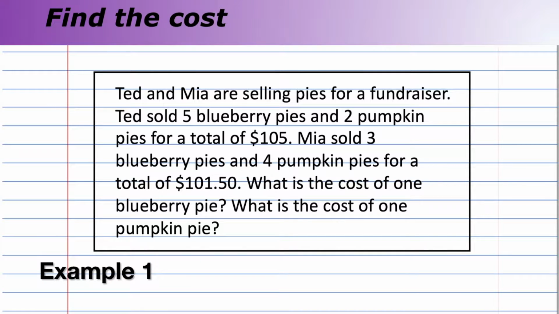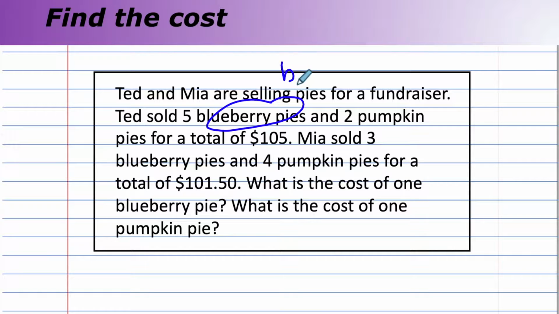Ted and Mia are selling pies for a fundraiser. Ted sold 5 blueberry pies and 2 pumpkin pies for a total of $105. Mia sold 3 blueberry pies and 4 pumpkin pies for a total of $101.50. What is the cost of 1 blueberry pie and what is the cost of 1 pumpkin pie?